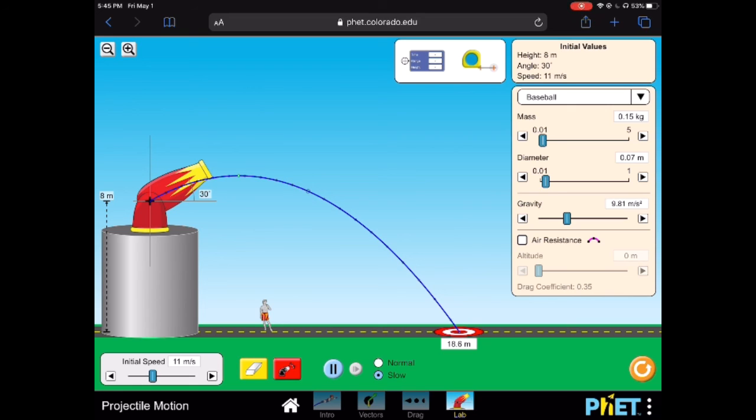So that's good. I hope you guys understood this lesson, and in the next few lessons we will do more questions about projectile motion.